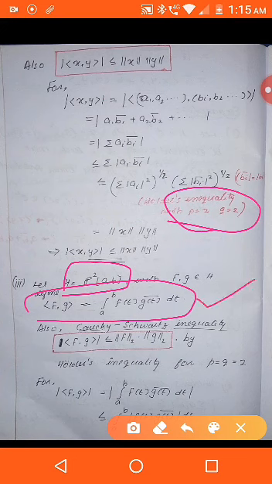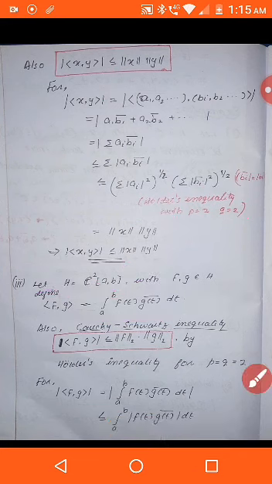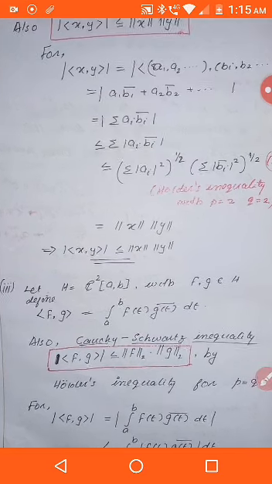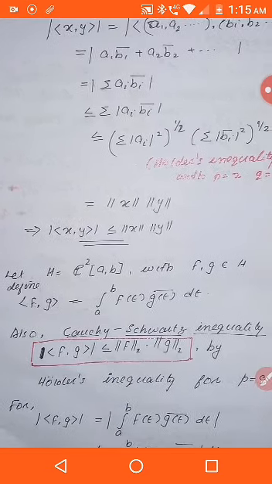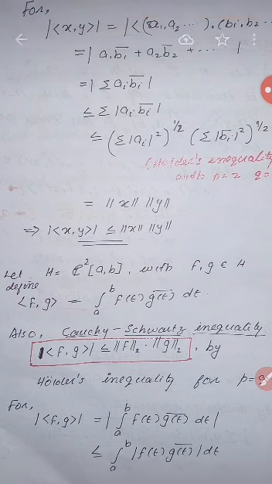And we have a Cauchy-Schwarz inequality in the case of integrals, that is modulus of integral f comma g is less than or equal to norm 2 of f into norm 2 of g. To prove this, again we start with modulus of inner product of f comma g. We apply the formula, that is integral a to b f of t g of t conjugate dt.